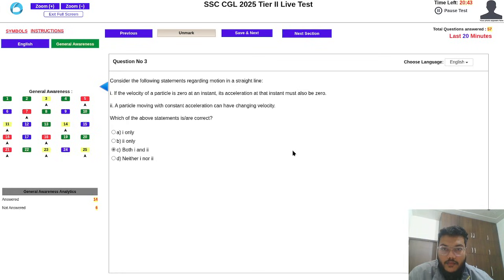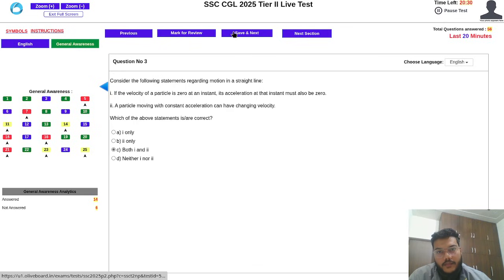If the velocity is 0 at an instant, then ठीक है. हाँ, constant acceleration है तो velocity तो change होगी.